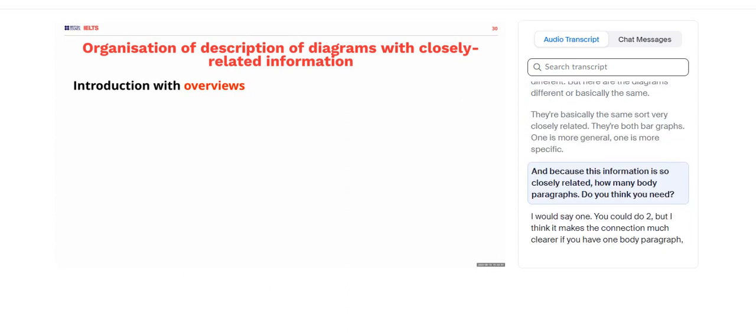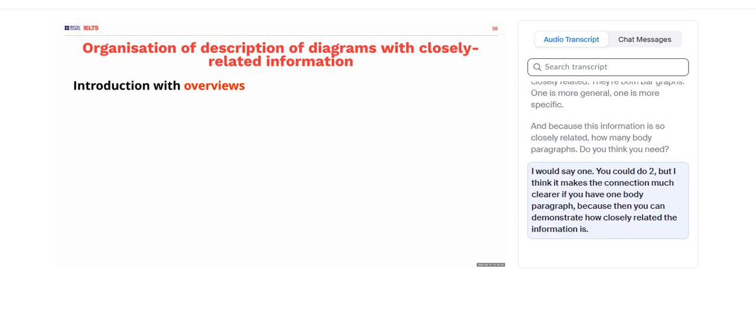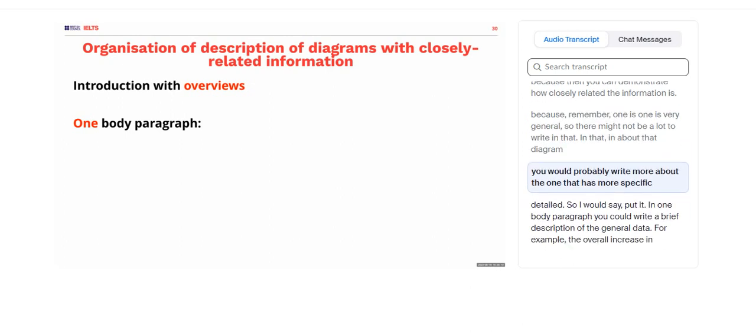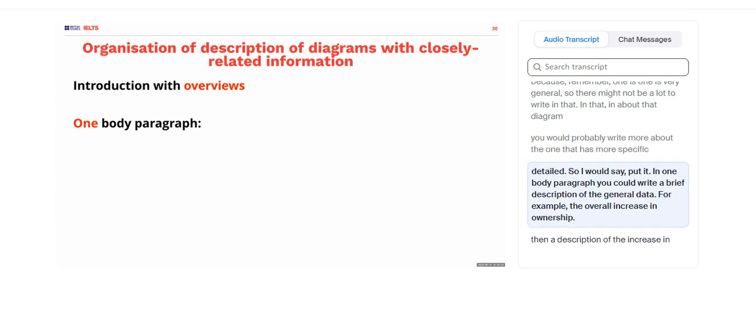And because this information is so closely related, how many body paragraphs do you think you need? I would say 1. You could do 2, but I think it makes the connection much clearer if you have 1 body paragraph, because then you can demonstrate how closely related the information is. Because remember, one is very general, so there might not be a lot to write about that diagram. You would probably write more about the one that has more specific detail. So I would say put it in 1 body paragraph.